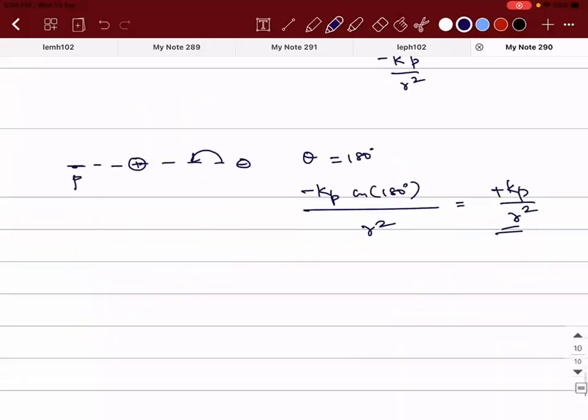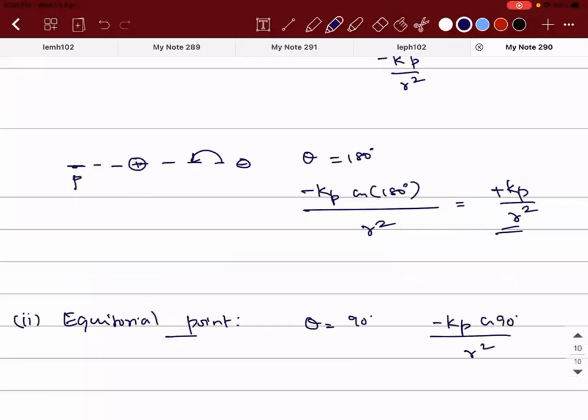In a similar way, second case, equatorial. So what about equatorial point? Theta is equal to 90. So minus Kp into cos 90 divided by r square. Answer is zero, that's what you got with respect to equatorial. So there is a general equation. Are you able to understand? So that's what we tried to derive.